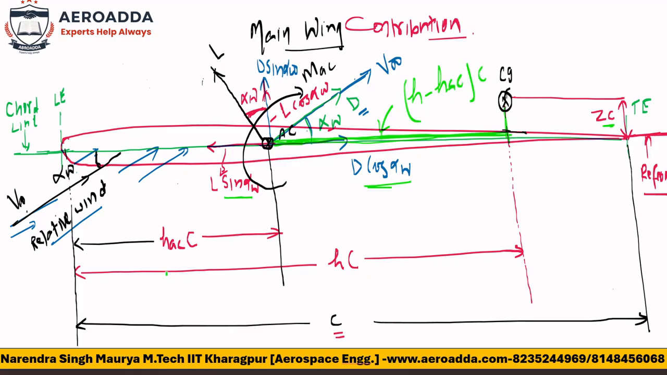See everybody, the whole length is HC. H is the location of CG. HAC is the aerodynamic center. So you can say H minus HAC will be this length, this colored length. This will be the perpendicular length for D sin alpha w and L cos alpha w. So whatever the components along x and y, I have explained here. Now directly I will write the moment about the CG.